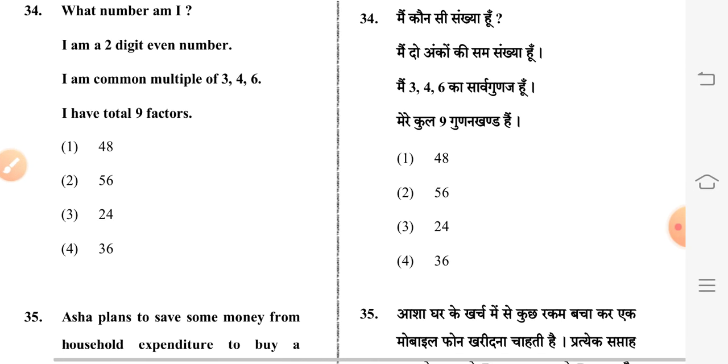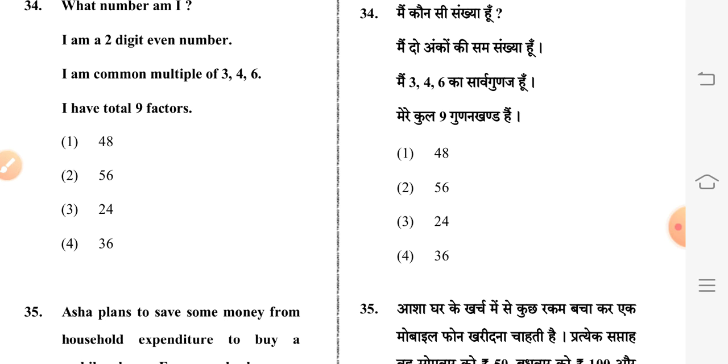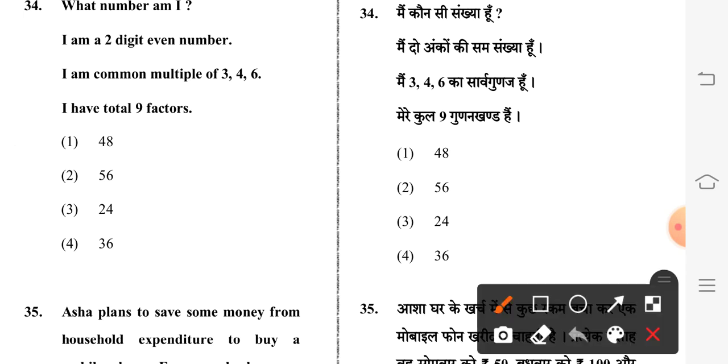34th question. What number am I? I am 2-digit even number. I am common multiple of 3, 4, 6. I have total 9 factors. Fourth option is correct, 36.